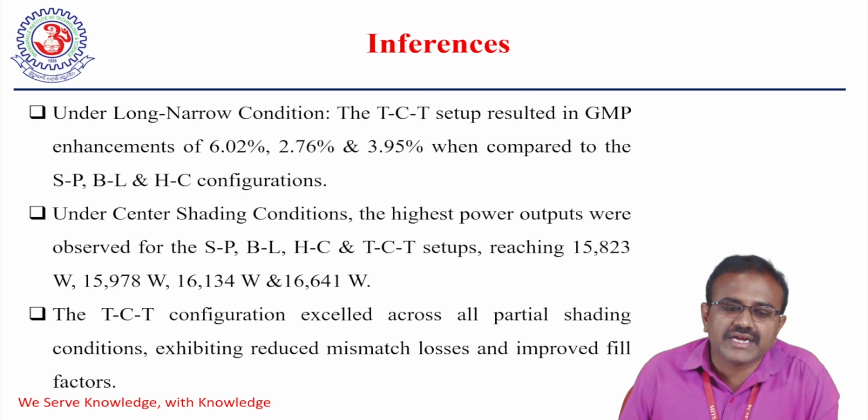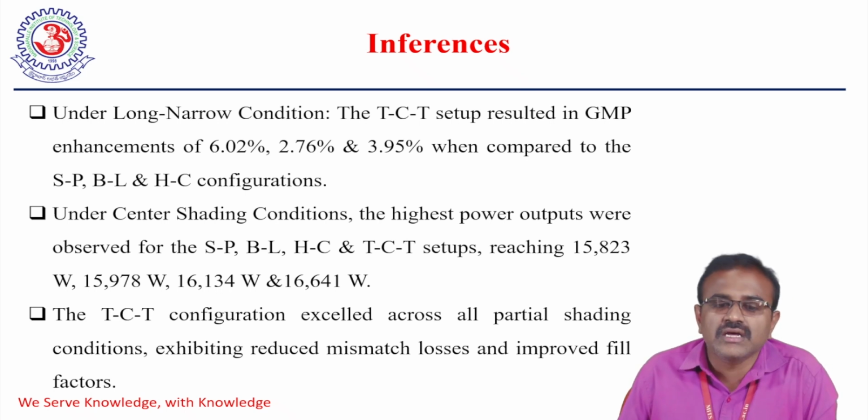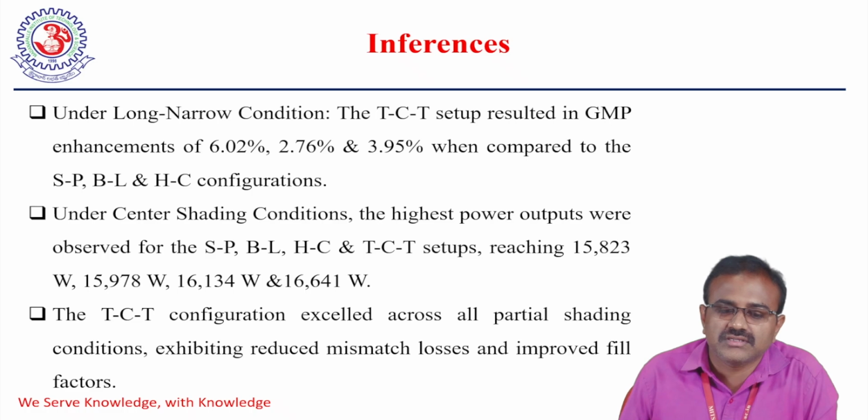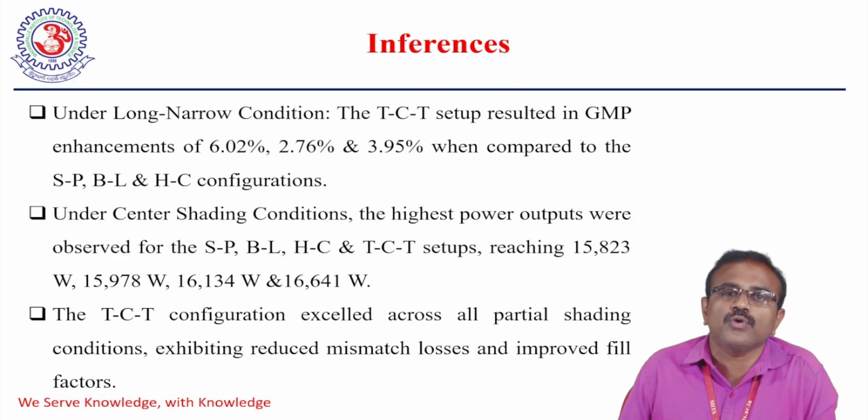Similarly, under center shading conditions, the highest power output observed for the series parallel, bridge link and honeycomb setups is 15,823 watts, and for TCT it is 16,641 watts. So from the inference point of view, I want to conclude that our TCT configuration excelled across all the partial shading conditions, exhibiting reduced mismatching losses and improved fill factors.